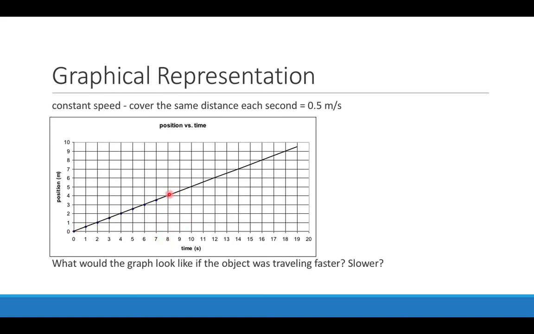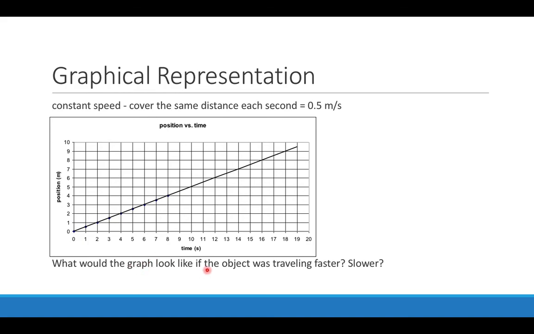And no matter what point I look at here, if I were to take the rise, so let's say the rise at 8 seconds is 4 meters, over the run here is 8 seconds, I get 0.5, right? So 4 over 8 is 0.5. If I go over to 4 seconds, I have 2 meters, so the rise is 2 over the run, which is 4 seconds. So the slope of this graph is constant and it's a positive value.